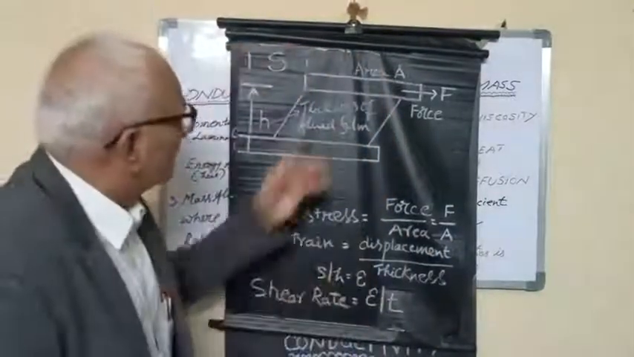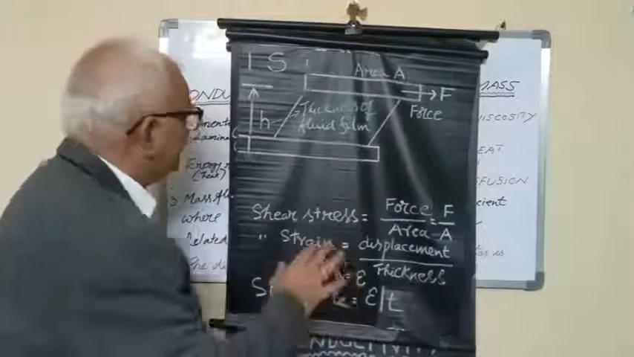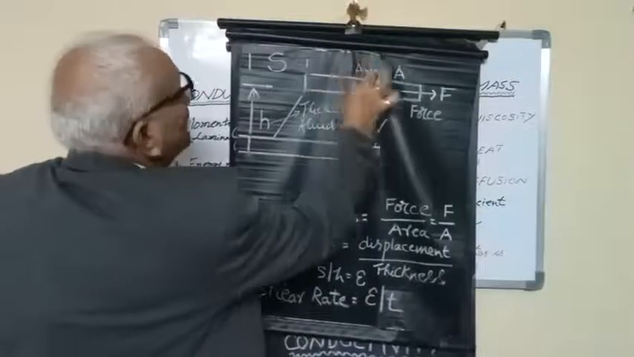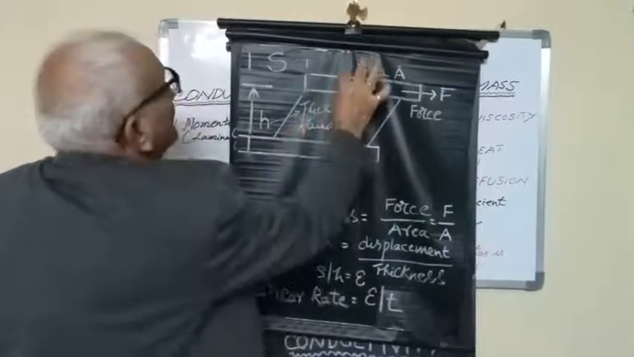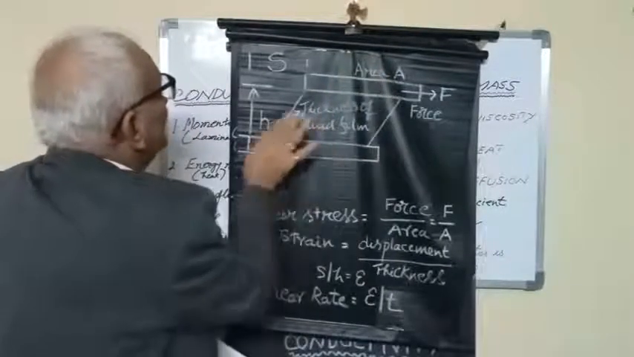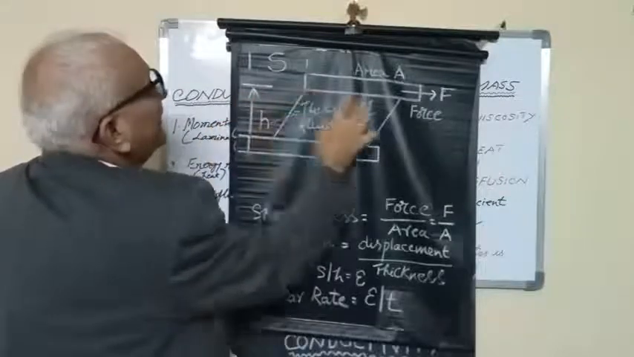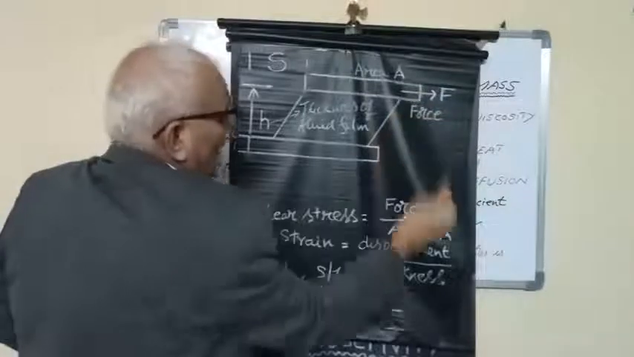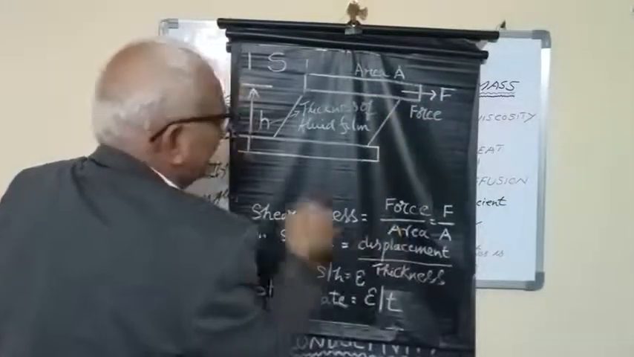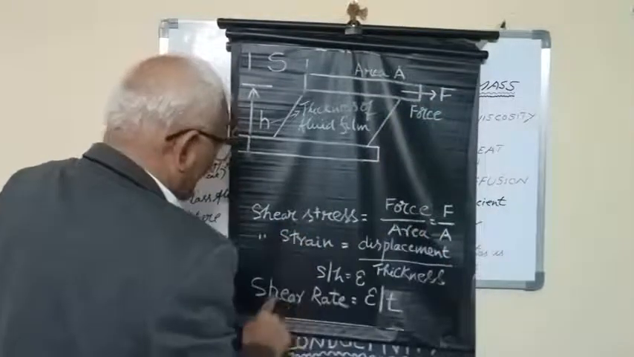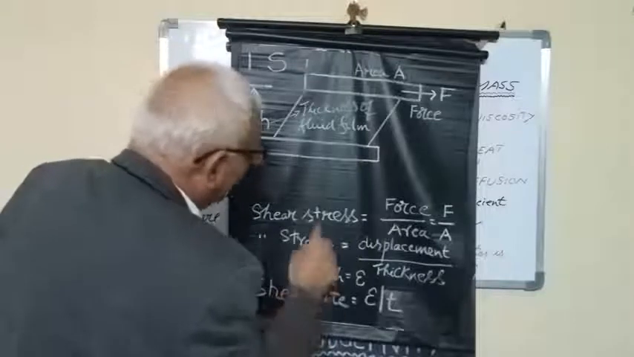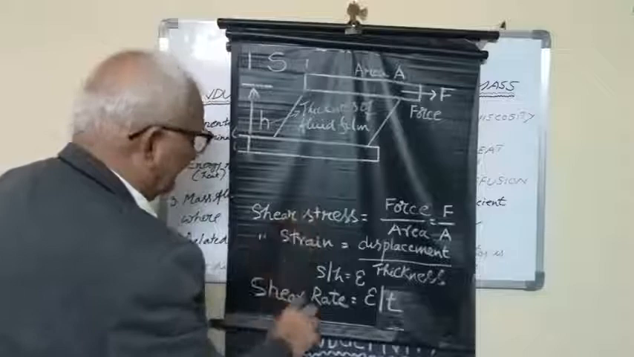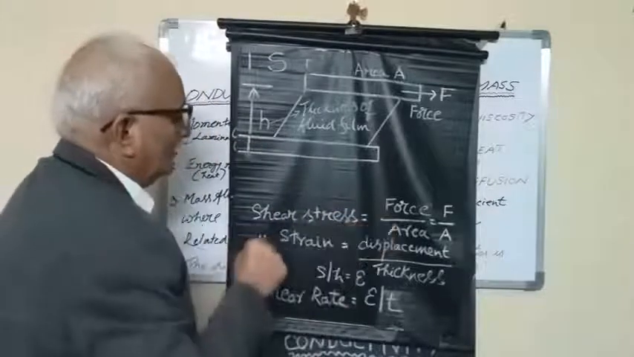What Newton's law of viscosity says is that shear stress... Say for example, these are the plates. If we apply the strain, this is the area, this is the force. Force by area is the shear stress, F by A. What is the shear rate? The relation between shear stress and the shear rate is Newton's law of viscosity.